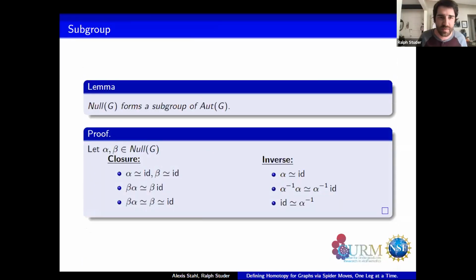So next we proved that null G forms a subgroup of aut G. And if we look below, we can see that for closure, we have alpha is homotopic to the identity as well as beta. And then alpha composed with beta is homotopic to the identity composed with beta, and thus alpha composed with beta is homotopic to beta. And then for the inverse, we can see that alpha composed with alpha inverse is homotopic to the identity composed with alpha inverse, and thus the identity is homotopic to alpha inverse.